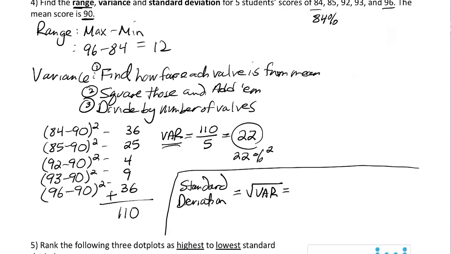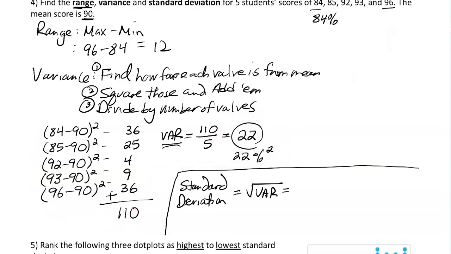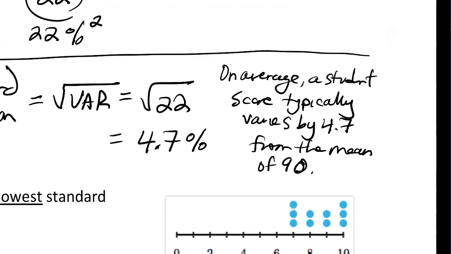So we walk through that whole process, we get this 22, and we're going to take a square root of 22. We do that because now the units make a lot more sense. We're back to percentage, not percentage squared. So we get 4.7%. So we would say, on average, a student's score typically varies by 4.7 from the mean of 90. So some vary more than 4.7, others vary less than 4.7, but on average, a student's score is 4.7 away from the mean.